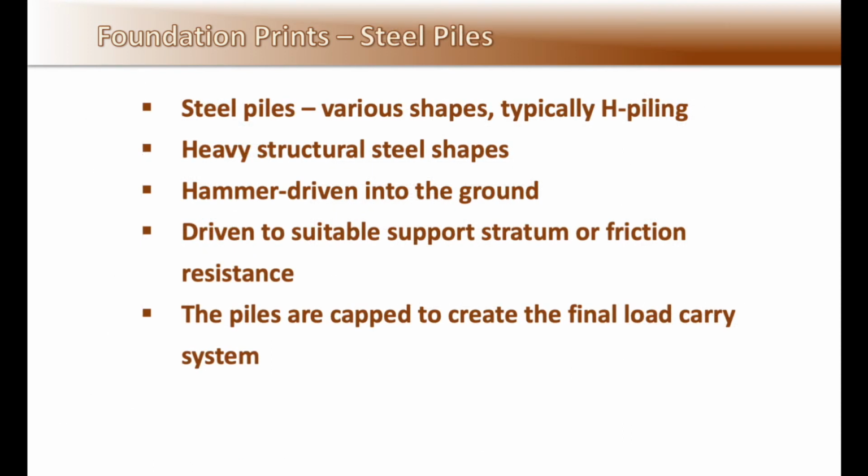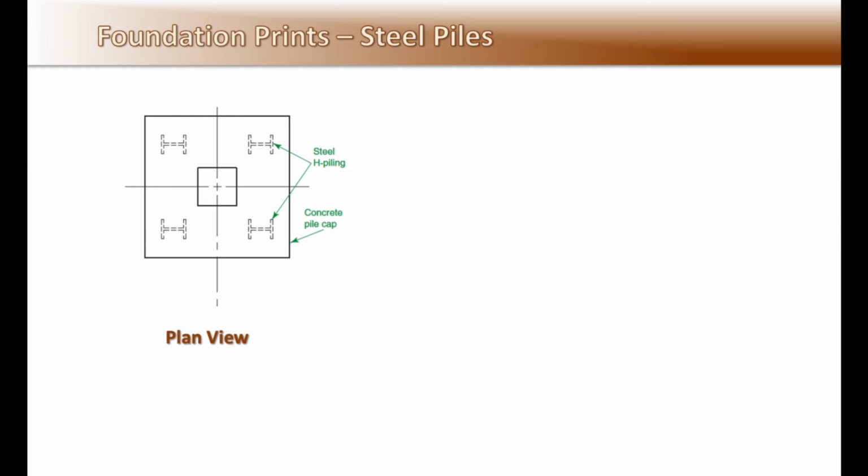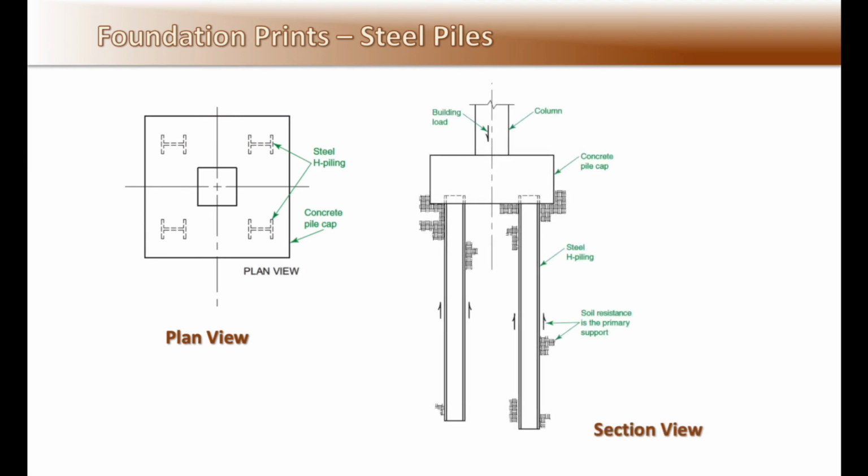Steel piles. Steel piles can have various shapes, but typically are H-piling. They are heavy structural steel shapes that are hammer driven into the ground to a point of friction resistance or suitable support stratum. The piles are capped to create the final load carrying system.